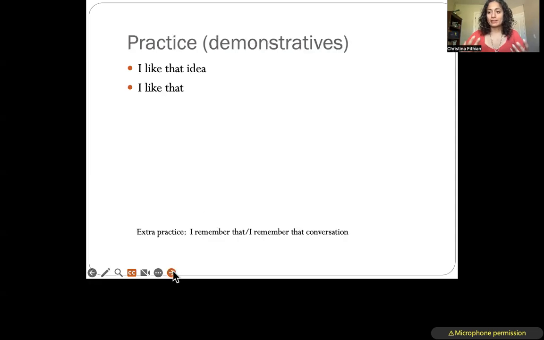So you can practice diagramming as best you can. I like that idea versus I like that. And we'll do this in class as well, too.